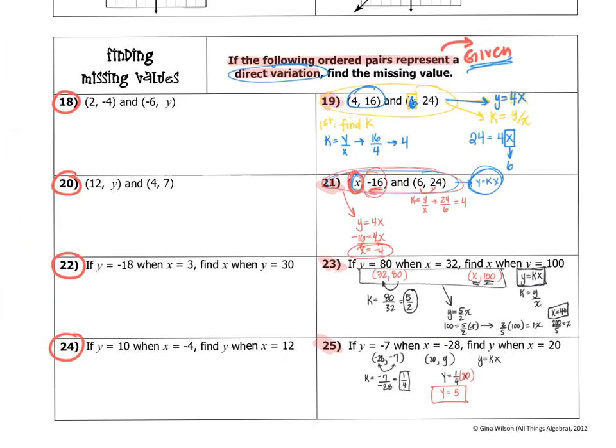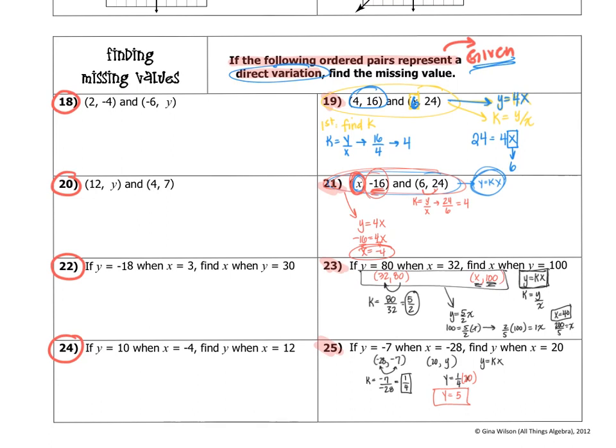Now you will try your best at 18 through 24. Follow the promptings along the way, and that is the end of direct variation.